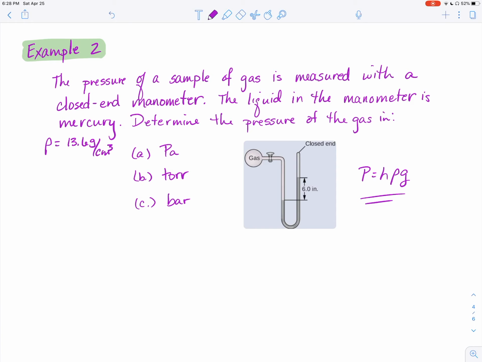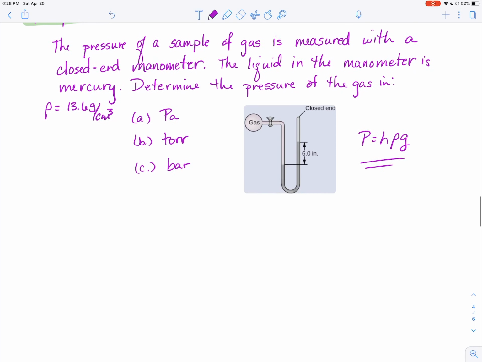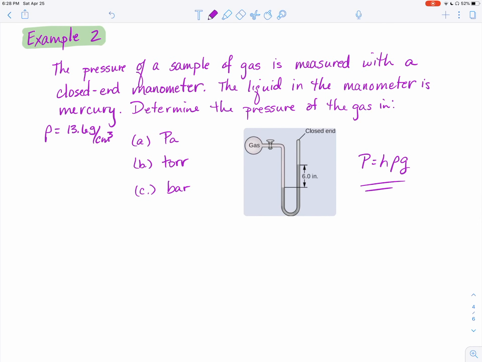Determine the pressure of the gas in pascals, torrs, and the bar. So this is going to be kind of, we're using the same equation as previous, but we're going to try to solve for this in 3 different units. So let's do the first one, A, the Pascal.